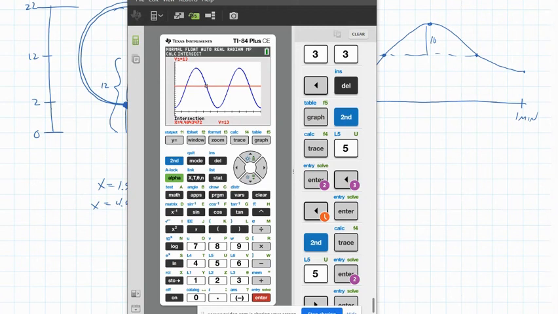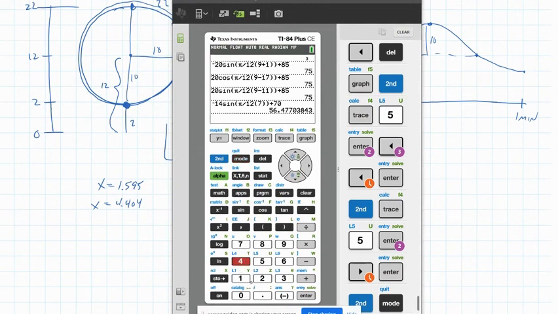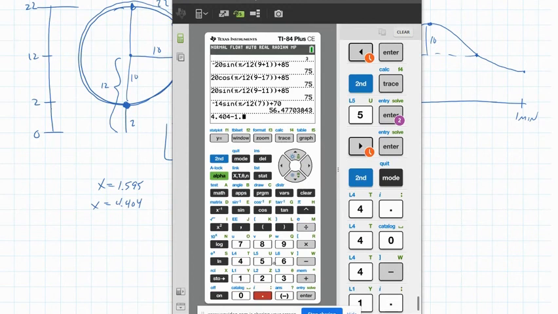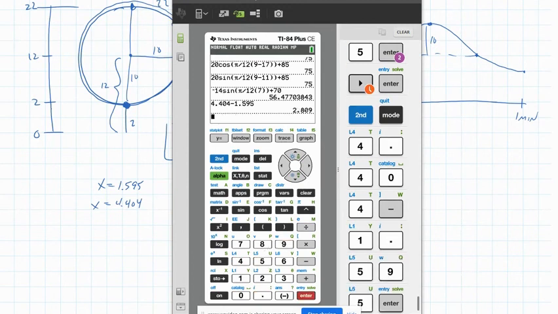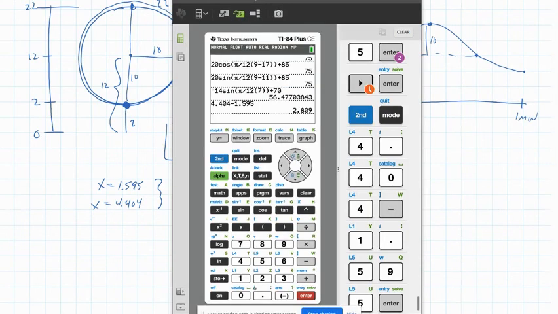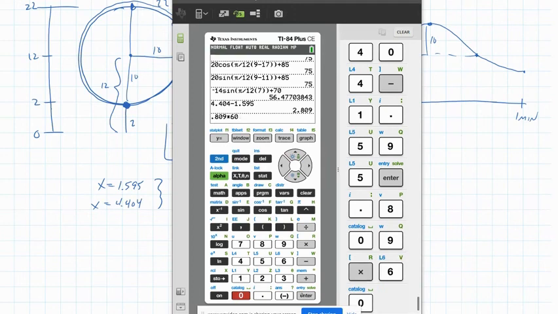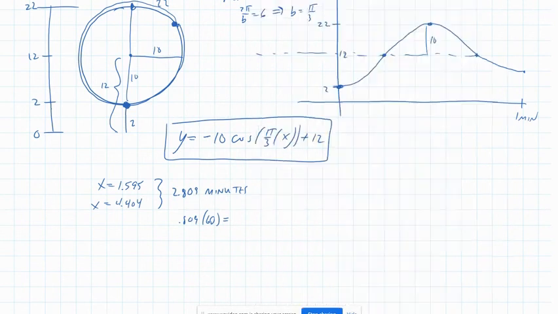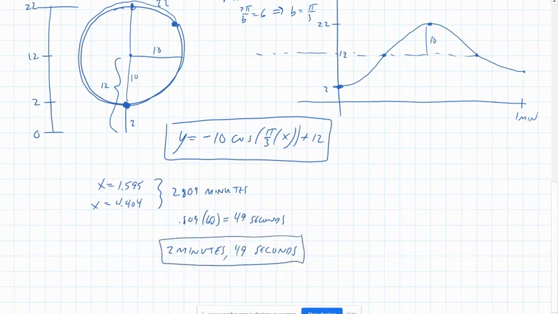Okay, so if we subtract those two, 4.404 minus 1.595, we get a time interval of 2.809 minutes. And so to get the seconds, 0.809 times 60 is about 49 seconds. So it's going to be 2 minutes, 49 seconds is the amount of time that you're above 13 feet in one rotation.